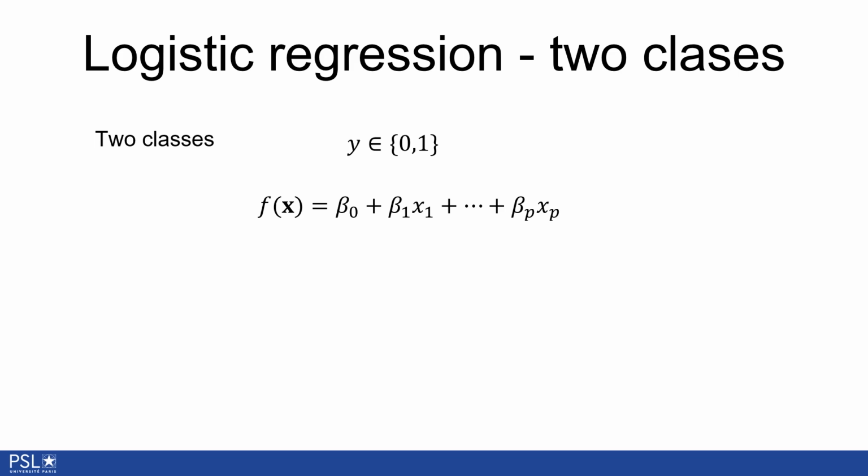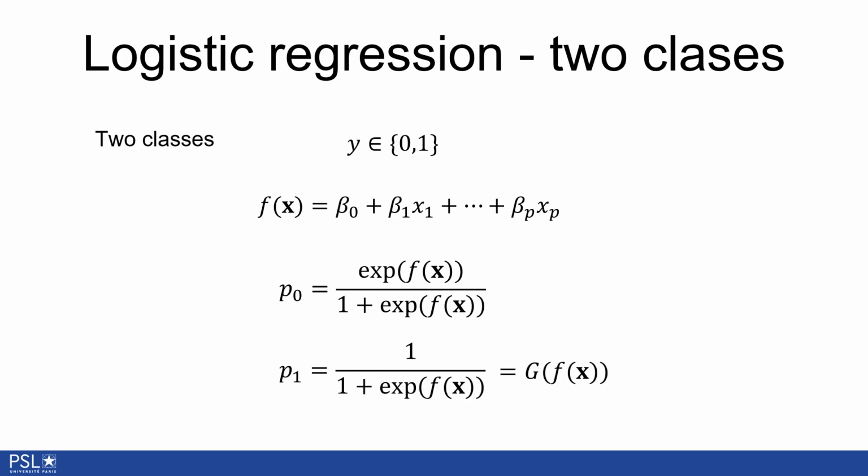This was the general case with capital K output classes. We will mostly be working with two output classes, and in that case, the notations become simpler. For two output classes, we have a single output y that is either 0 or 1. And we have a single linear function f of x, so a single set of coefficients beta. Then the probability that y is 0 is simply exponential of f of x divided by 1 plus exponential, while the probability that y is 1 is 1 over 1 plus exponential.